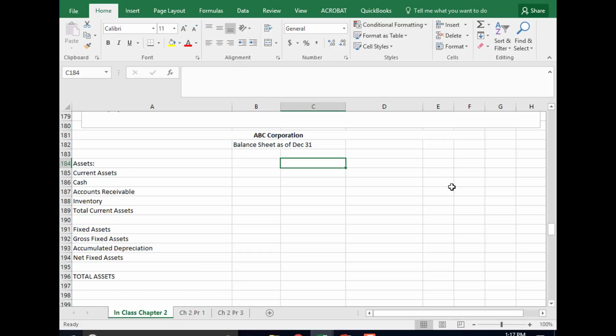Now we have our right-hand side of the balance sheet. We start with liabilities. These are the amounts that we owe to other people. That includes our current liabilities, which are our accounts payable and our accruals. Those together equal our total current liabilities.